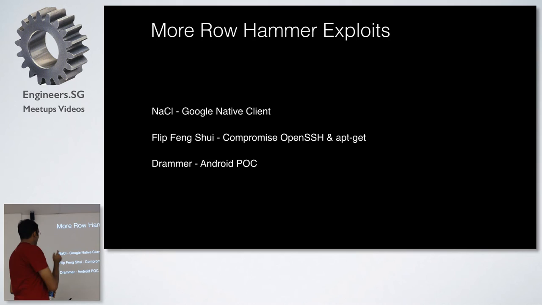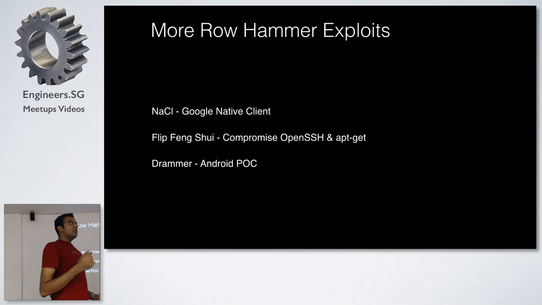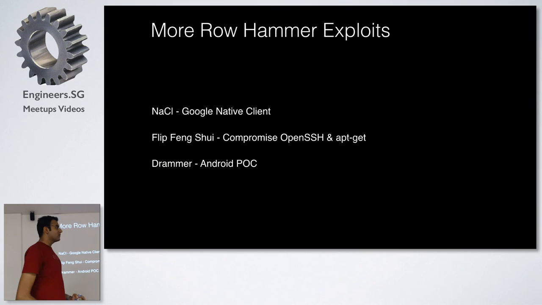And the other one is the Knuckle one that I spoke about. Basically, the fix that they did for that was they disallowed the use of CLFlush. Because you need CLFlush to make this work, and they realized that no one actually needs CLFlush if you're writing Knuckle code. So if you don't allow CLFlush, patched. Flip Feng Shui is the one where another security group managed to compromise OpenSSH and apt-get. I haven't really read this. If you Google Flip Feng Shui, you'll find out more about it.